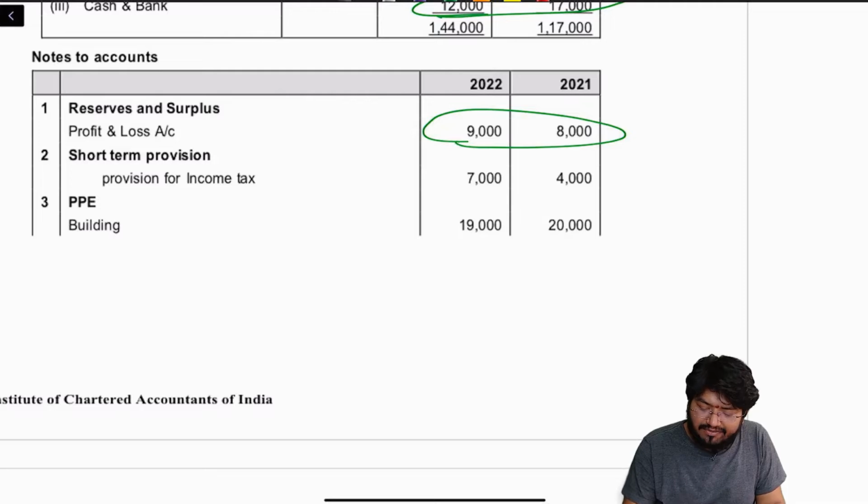Next, provision for income tax is given. 4,000 is your last year provision. This year it is 7,000 he has given. So we will need some more information to define what it is actually.